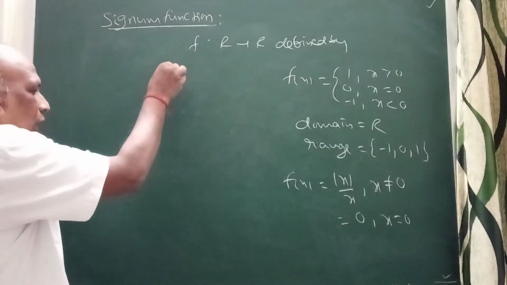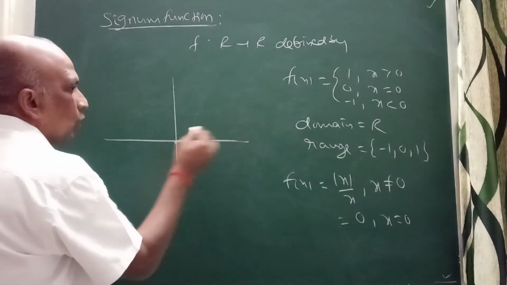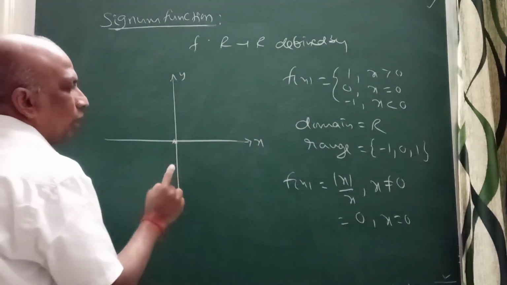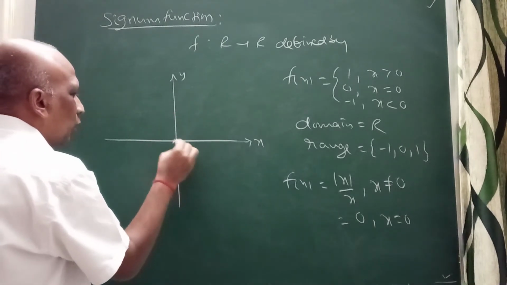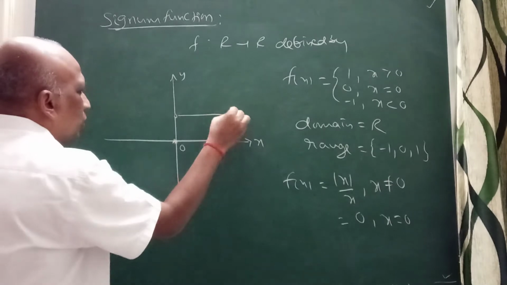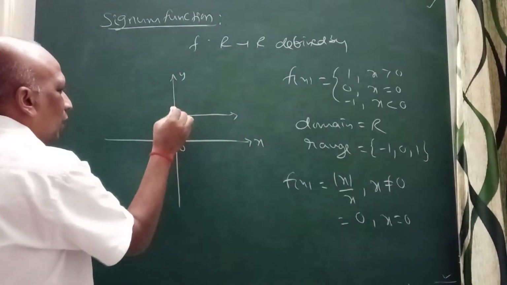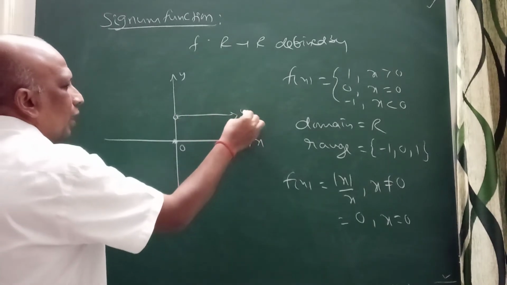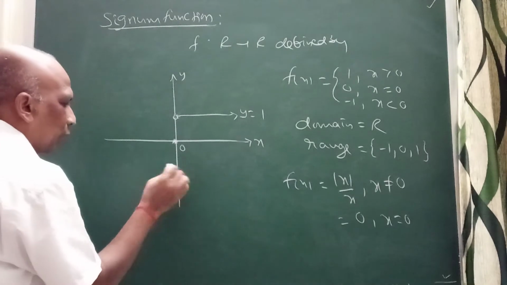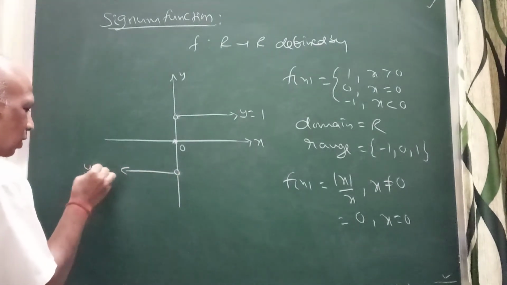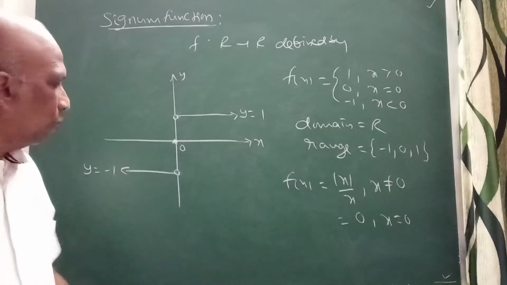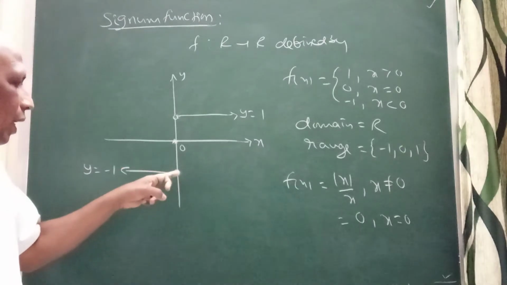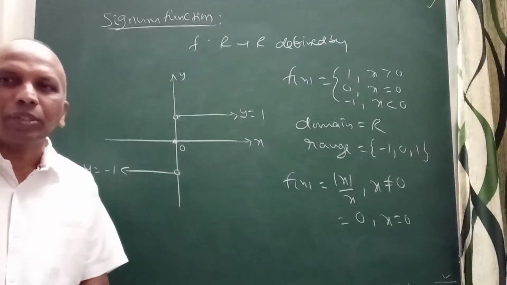If you think about the graph of this, when it is 0, it is 0 only, right? When it is positive, it will be 1, right? So at 0 the value is 0 only. I can consider it like this, excluding this point. In the positive case it will come like this, so I can write y is equal to 1. In the negative case, I can consider it like this, which is y is equal to minus 1. The y values are the output. So this is the graph of the signum function, with 0 only at 0 and the other values excluded.